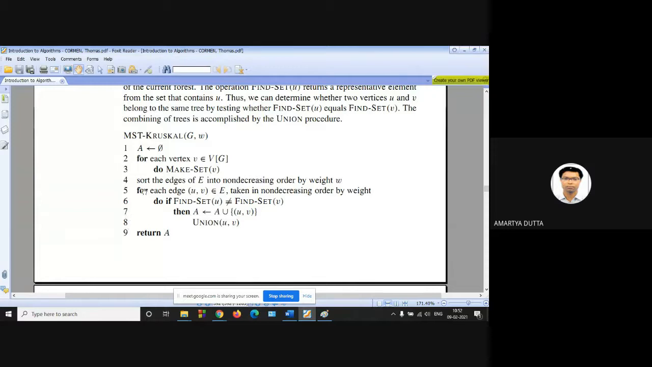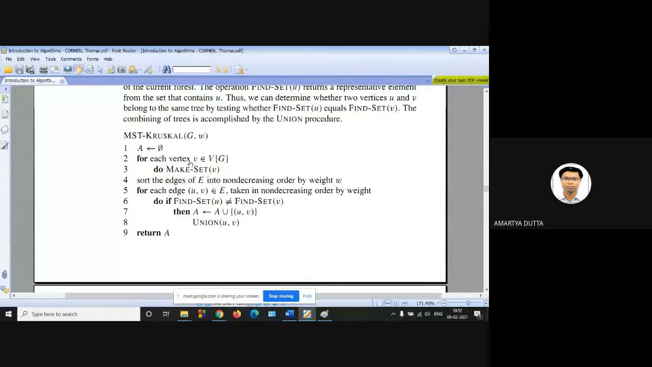So first, line number 1. The algorithm name is minimum spanning tree, MST-Kruskal. And the arguments are the given graph G and the weight of the graph. You have to find out the minimum spanning tree of the given graph. So line number 1, A is a variable, A is set to null.